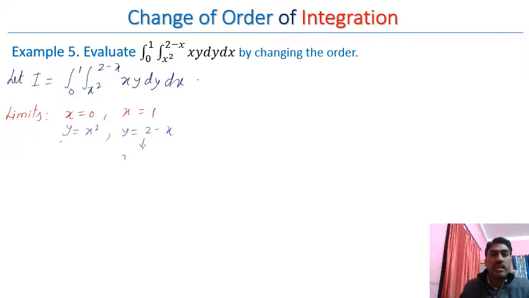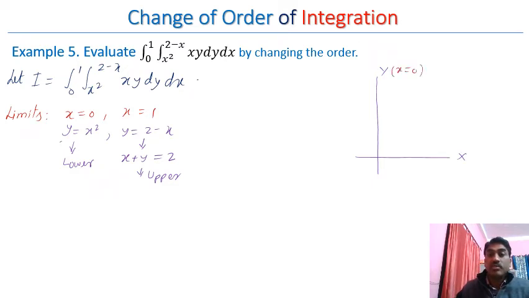This is actually x plus y is equal to 2. So this is lower limit, lower curve, and this is upper limit, upper curve. So try to draw the bounded region. This is x-axis, this is y-axis. So we have x is equal to 0, the y-axis, and a point 1 comma 0, take it on x-axis, so that this line is x is equal to 1. So we have two lines, x is equal to 0 and x is equal to 1.